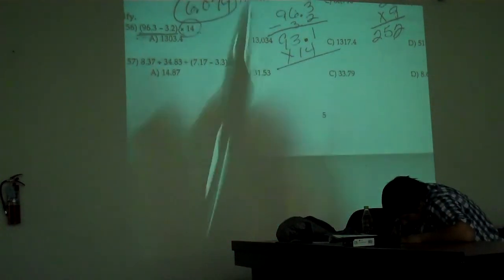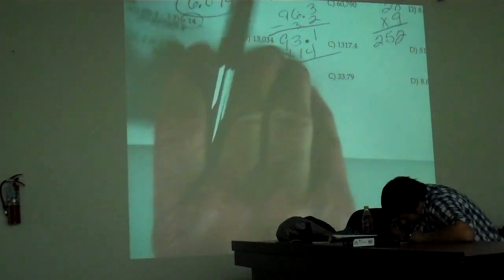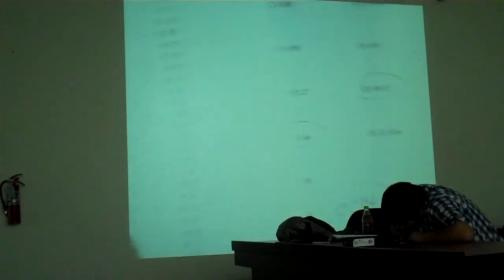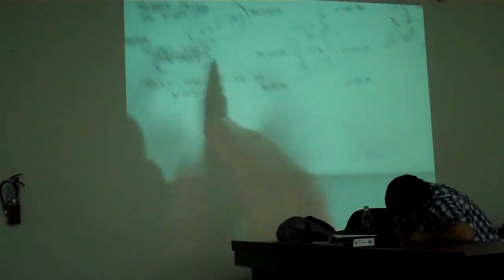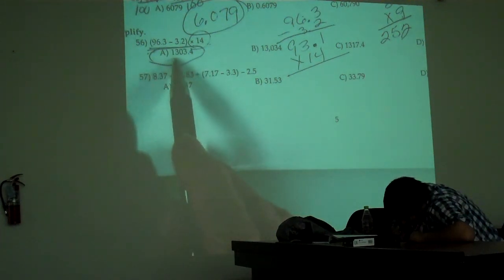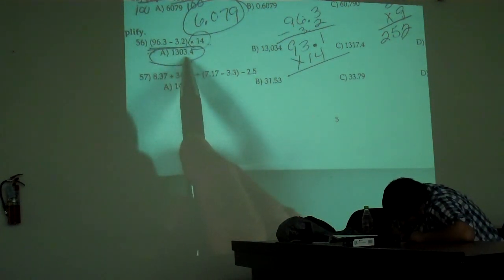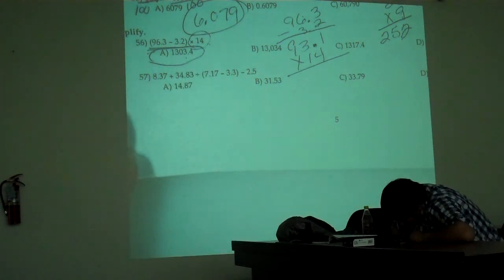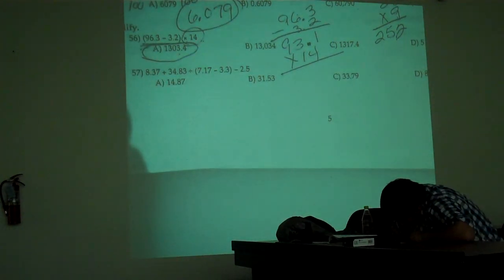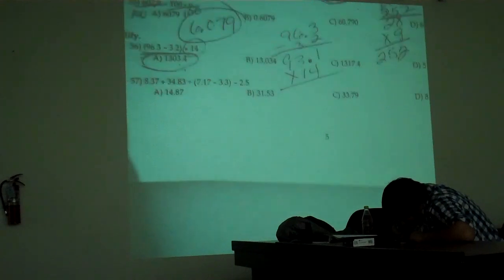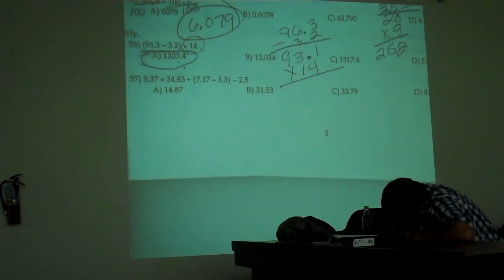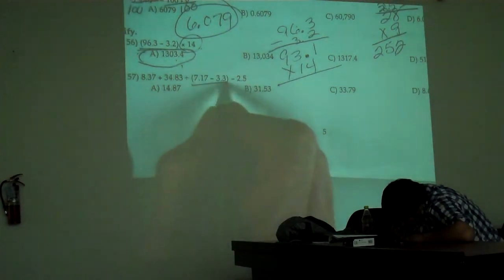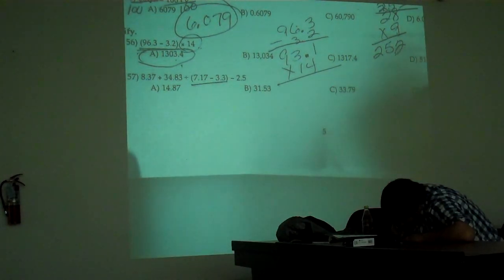Okay. What is the answer to 56? The answer to 56 is A. So you should get 1,303.4. So after you do that multiplication, that's what you should get. Okay, let's do the next one. What are you going to do first? Parentheses. The parentheses first.